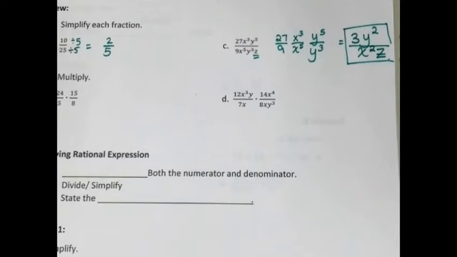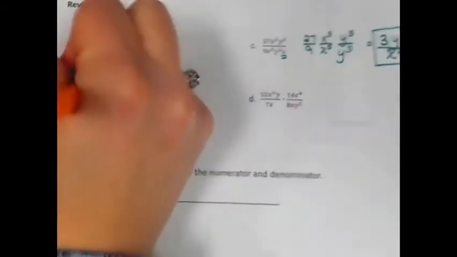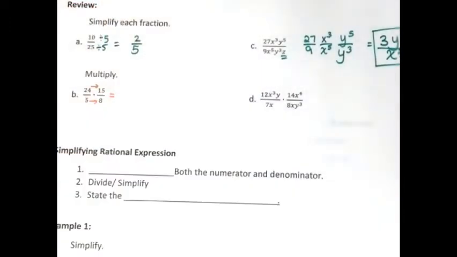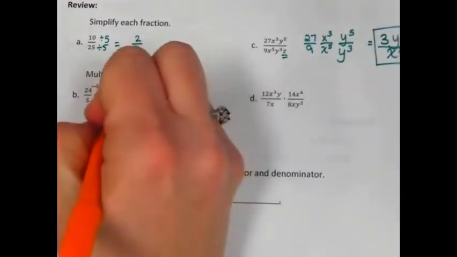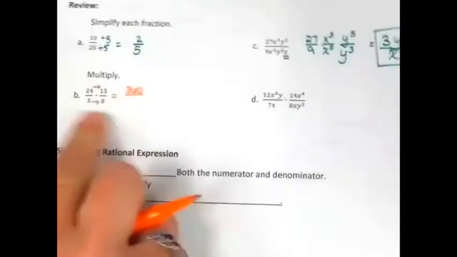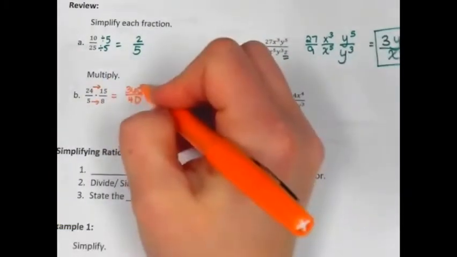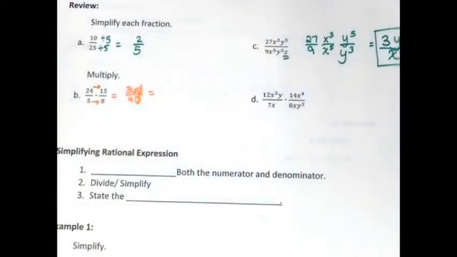All right, multiplying. How do we multiply fractions? Right, we can multiply the numerators, multiply the denominators, and then simplify, right? Okay, and then, or we could do something else, and I'll talk about that in a second. What is 24 times 15? 360? Over 5 times 8? 40. So simplify, the zeros would cancel out, and what's 36 divided by 4? 9. Okay, so that is one way.